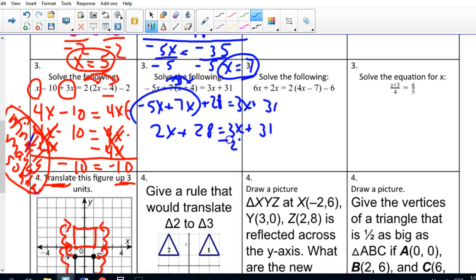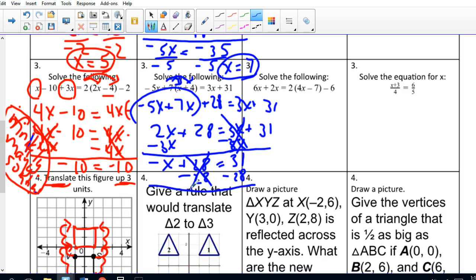Eliminate the variable from the right. Subtract 3x. Do it to both sides. That makes the 3x go away. You're left with negative 1x plus 28 equals 31. Eliminate the constant from the left. So 28 minus 28 goes to 0, and it leaves the opposite of x is equal to 3 because of that negative right there. Divide both sides by negative 1, and you get x is equal to negative 3.